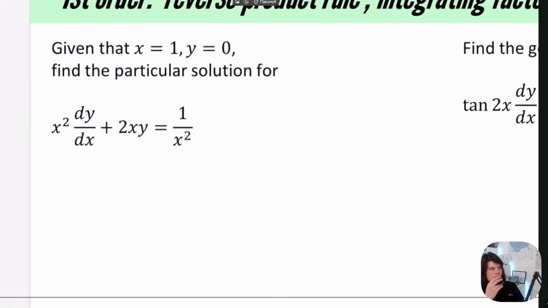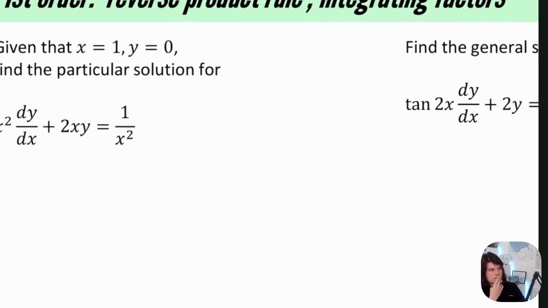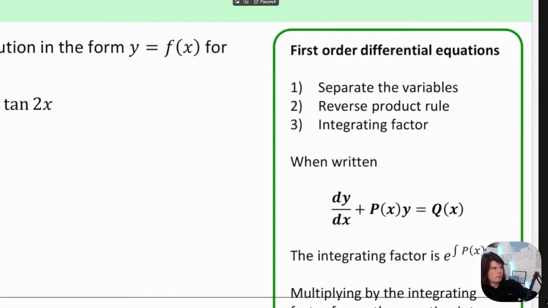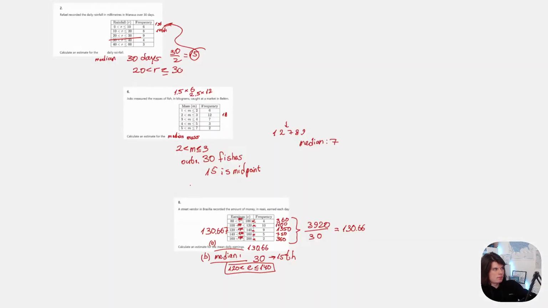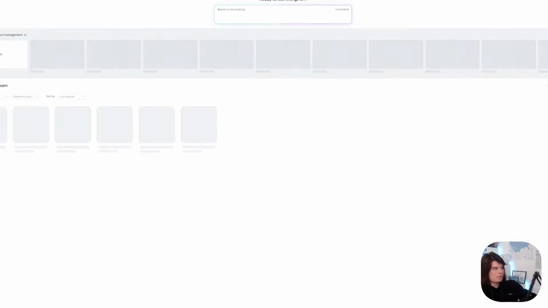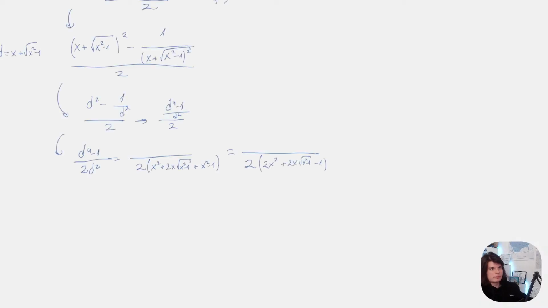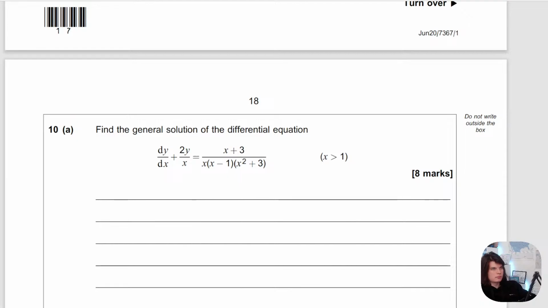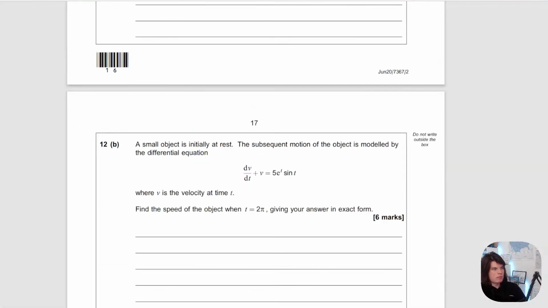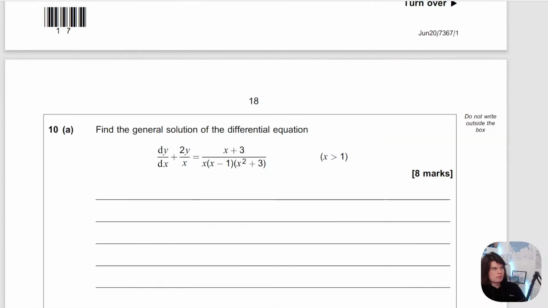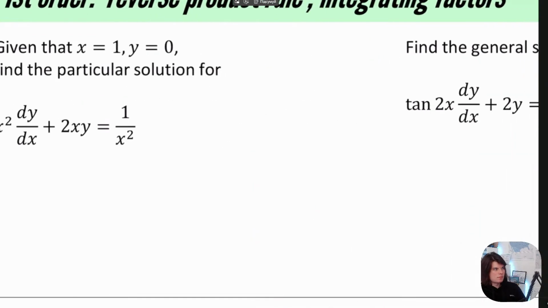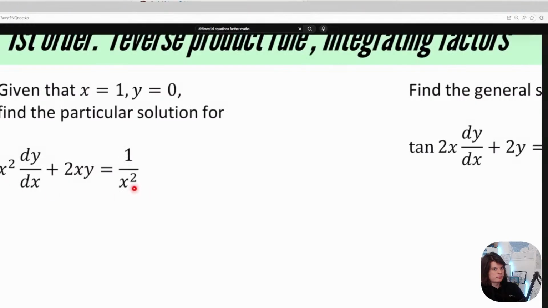So when we look at this first one here, I don't know if you can spot this, but this is already in the reverse product rule form. If you did divide by x squared so that you got it into this form here, and then you did the integrating factor, you would find the integrating factor is x squared, so that when you multiply it back through, you come to this form that we have here.